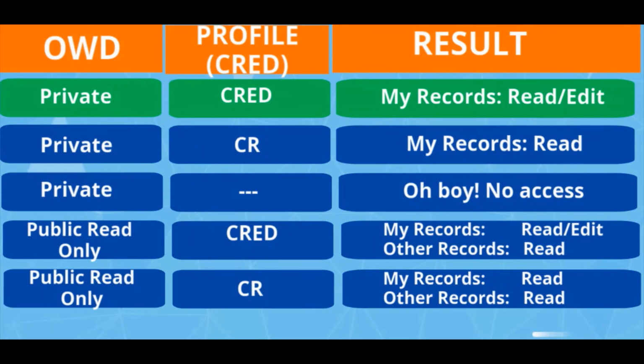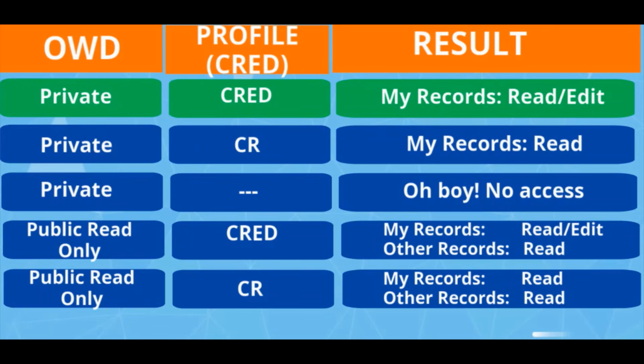Okay, we'll go through some scenarios where we'll see what the result will be whenever we select different values with OWD and a particular value with profile. In the first scenario, OWD is set to private and profile is set to all the CRED options: create, read, edit and delete. Then the result will be the user will be able to see all his records and edit his records. Why? As soon as OWD is set to private, he will not be able to see any of the records owned by others. And as profile is set to CRED, the user will have access to all his records to create, read, edit and delete.